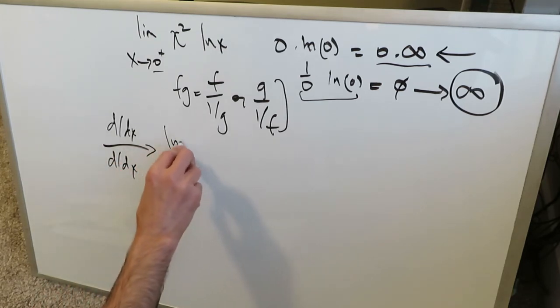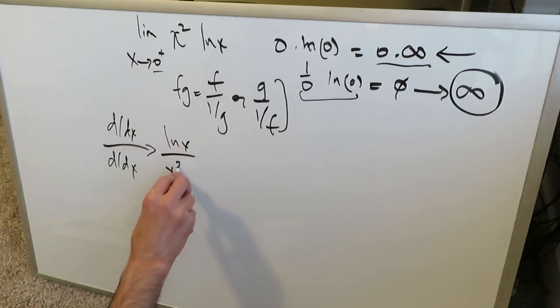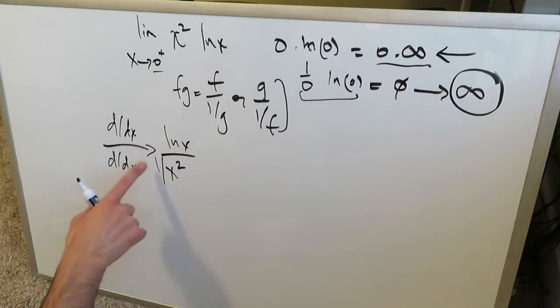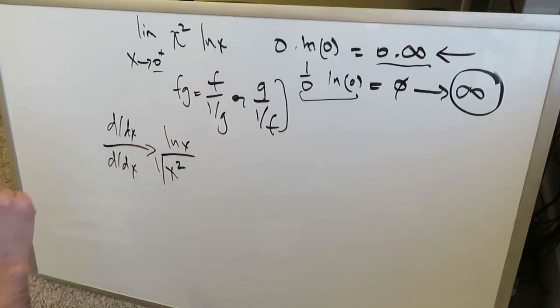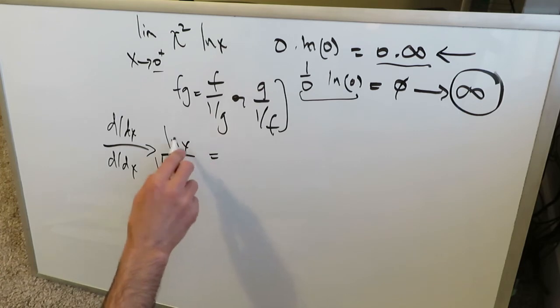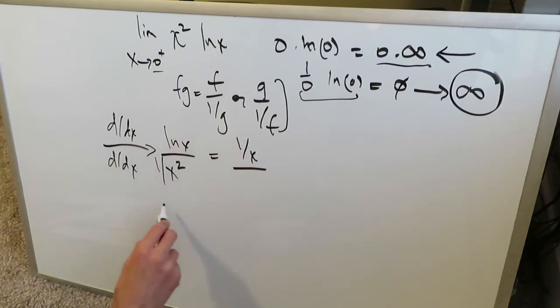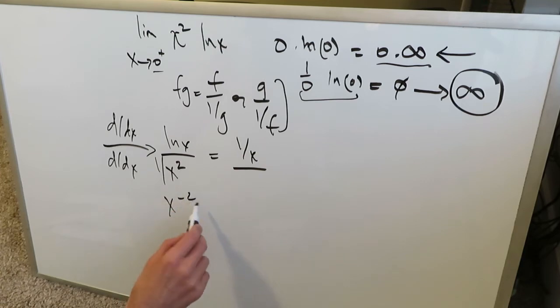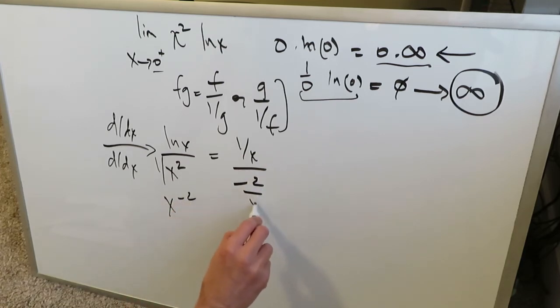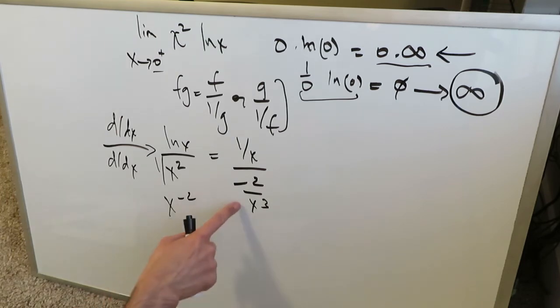You're doing the derivative of natural log x, and you're doing the derivative of 1 over x squared. You can't forget this 1 over x squared, because I almost did, but I remembered it. The derivative of natural log x is 1 over x. The derivative of 1 over x squared is the same thing as the derivative of x to the minus 2, which will be minus 2 over x cubed. You can do that alone on your paper on the side, and you'll see you get this as the derivative of 1 over x squared.